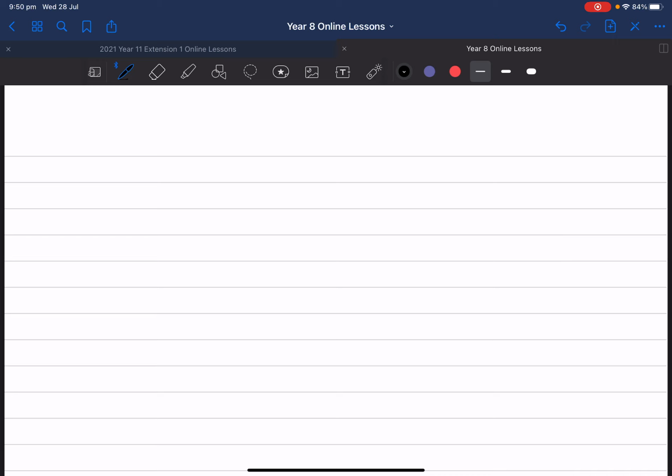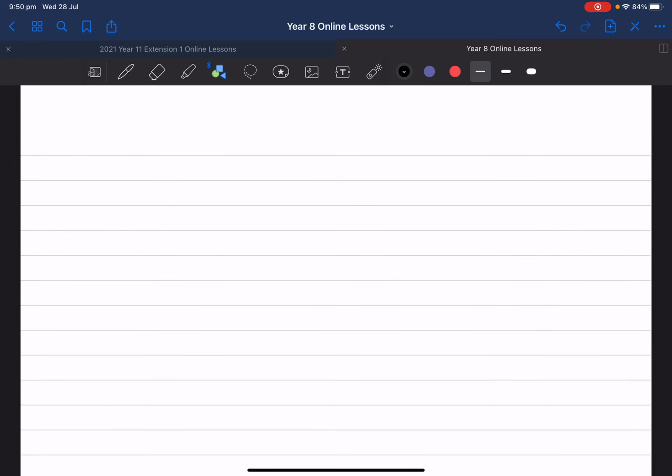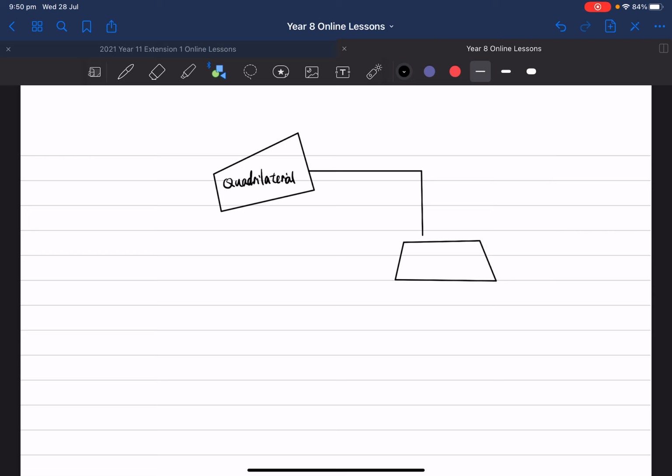All right, so I'm just going to draw a summary map for you to understand what's going on. If we have any quadrilaterals, for example, this is just a general quadrilateral. There is no special property at all. Now, if that quadrilateral has one pair of parallel sides, just one pair, then we have a shape that's called a trapezium.